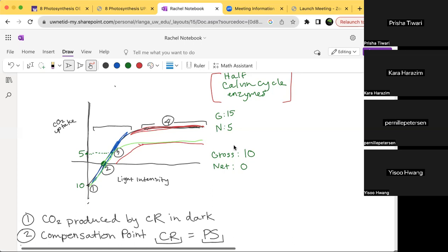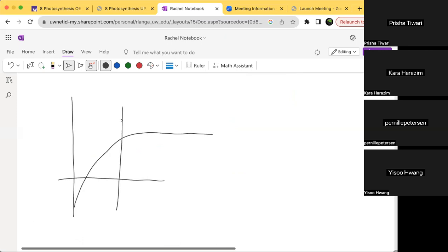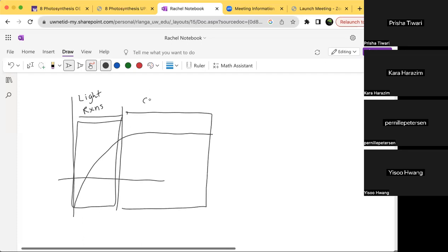Because what we're basically saying, let me redraw it because it became so ugly. What we're basically saying is from this point here, this change in CO2 uptake has to do with the light reactions. And then this point has to do with how well the Calvin cycle is working.